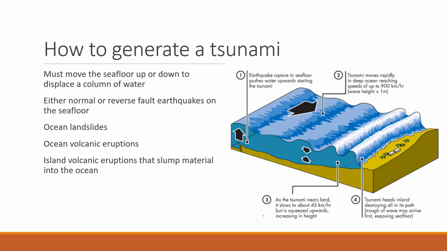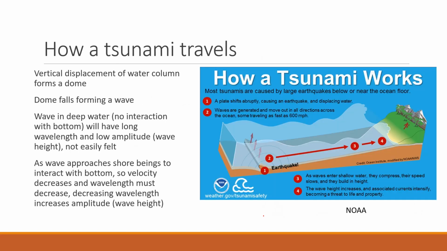So the way we generate a tsunami is that you have to move the seafloor up or down, and it will displace a water column. This makes a dome that then collapses. So normal or reverse faults will move the seafloor. You can have ocean landslides that also move the water column, volcanic eruptions in the ocean that outpour material, or volcanic eruptions that dump material into the ocean. So this vertical displacement makes this dome. That dome will fall. That generates a wave.